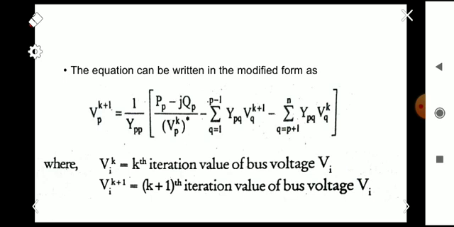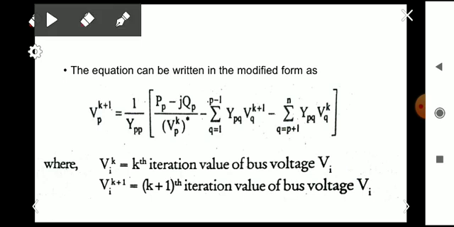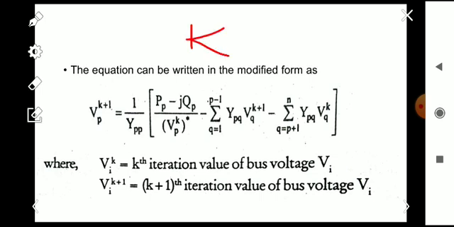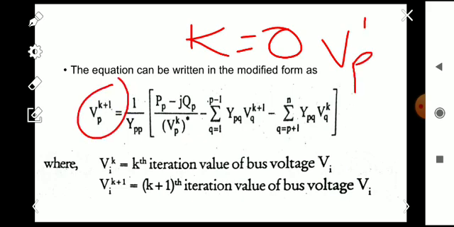For doing the first iteration, we keep k equal to 0. K equal to 0 means that on substituting here we will get Vp(1), the first iteration value. So we have to find all the bus voltages in the first iteration, that is V1(1), V2(1), V3(1), like that.